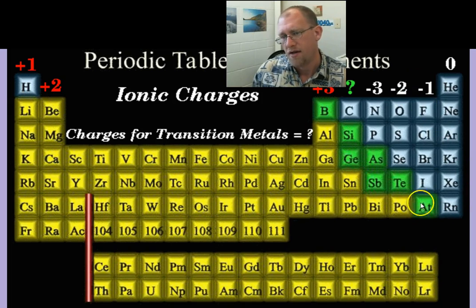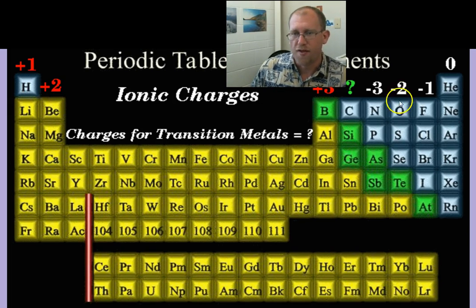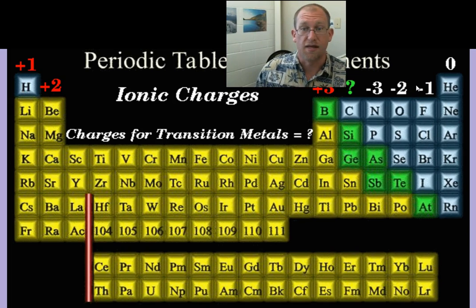Similarly, these guys over here, they have 5 in their outermost p level. The p level can hold 6, so they could gain 1 more. They could become a -1 charge, but they couldn't become a -2 or -3 because it would be full if they had 1 more. So things in this column become -1 ions, -2 ions, -3 ions, +1 ions, +2 ions, +3 ions. And this column can go either way, +4 or -4.